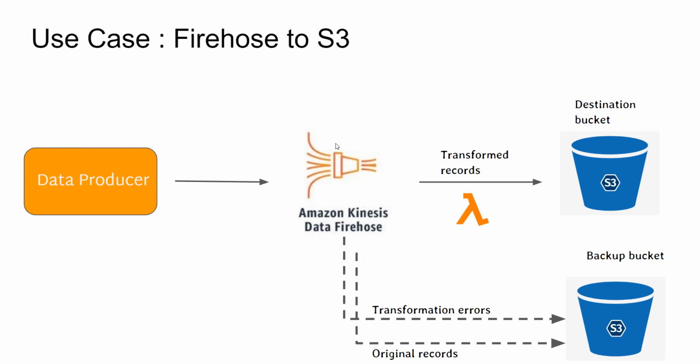This one is a simple use case wherein we put data to the destination S3 bucket. So the data producer sends data to the Firehose delivery stream. Once data is in the stream, transformations can be applied to the data and we can use a Lambda function to perform the transformation. After the transformation, the transformed records can be sent to the destination buckets. Now, if you want to save error records also, you can choose some other bucket so that later on you can check what could be the issue in the data and you can resend the data again to Firehose.